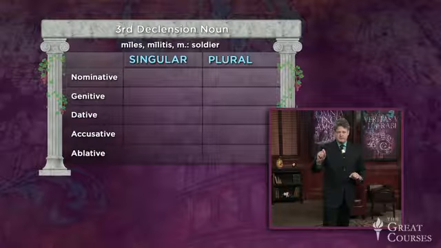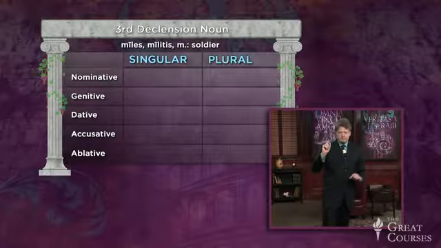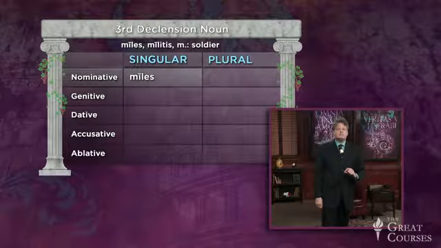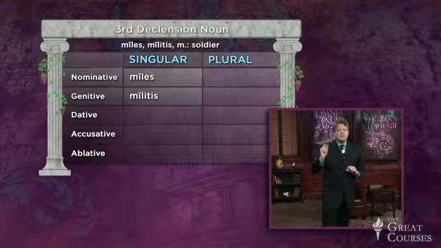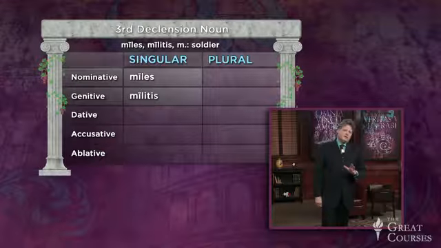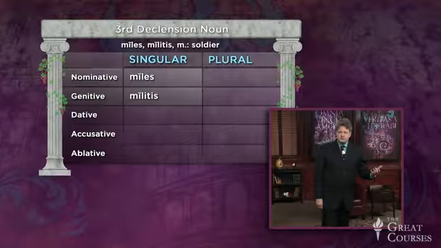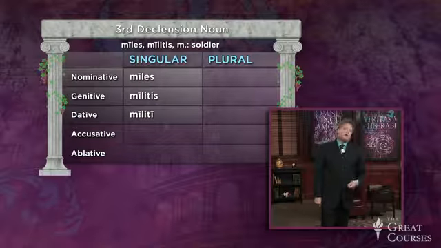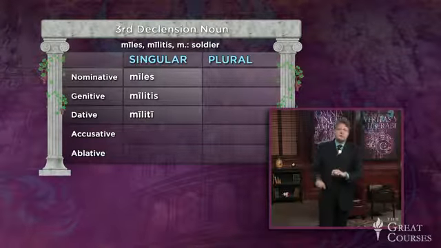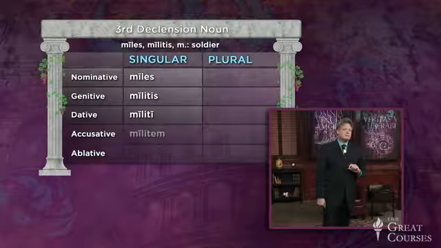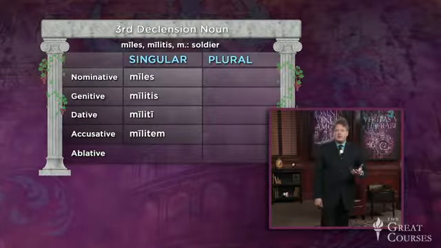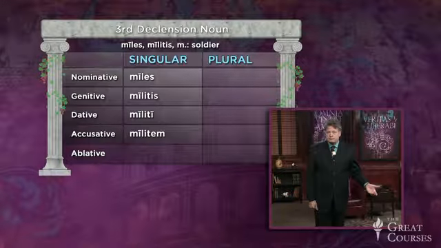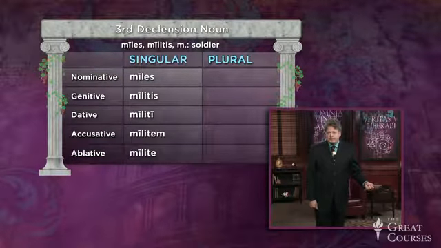Nominative, the soldier verbs. Miles. Genitive, of the soldier. Militis. Dative, to or for the soldier. Militi. Accusative, verb the soldier. Militem. Ablative, by, with, or from the soldier. Milite.